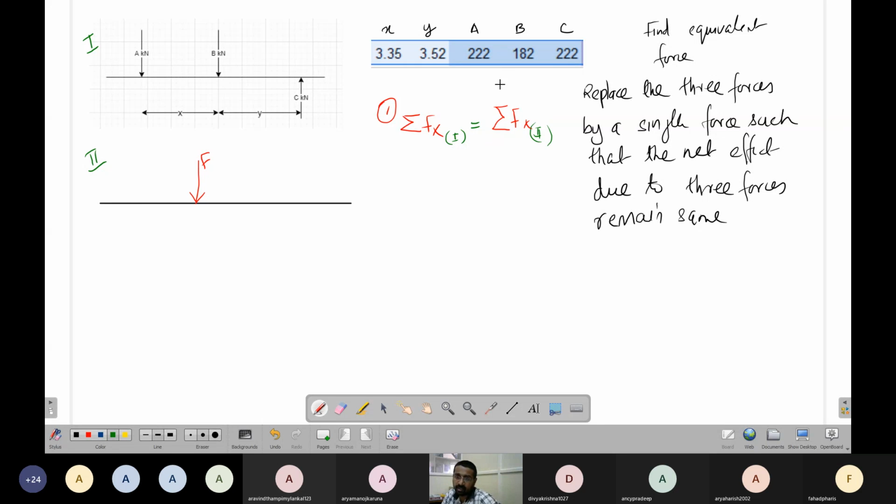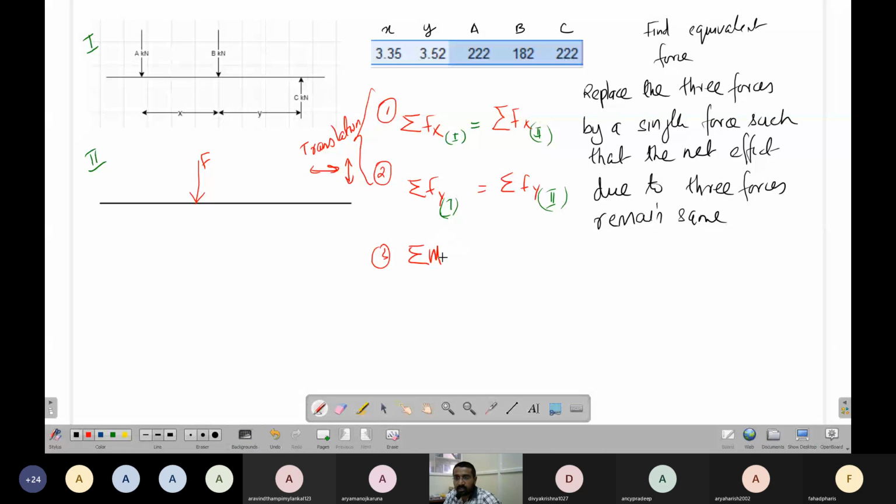So in a general case, the second condition is that the summation of all forces in y for system 1 should be equal to the summation of all forces in y for system 2. If you have any doubts, you can ask after I answer the questions. These two are for translation. Translation means this kind of movement or that kind of movement.